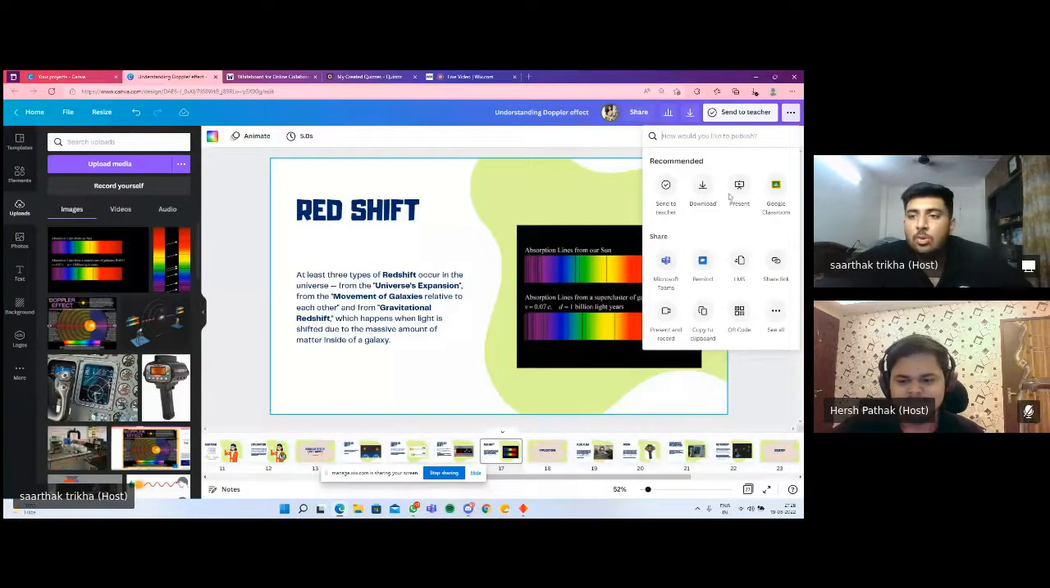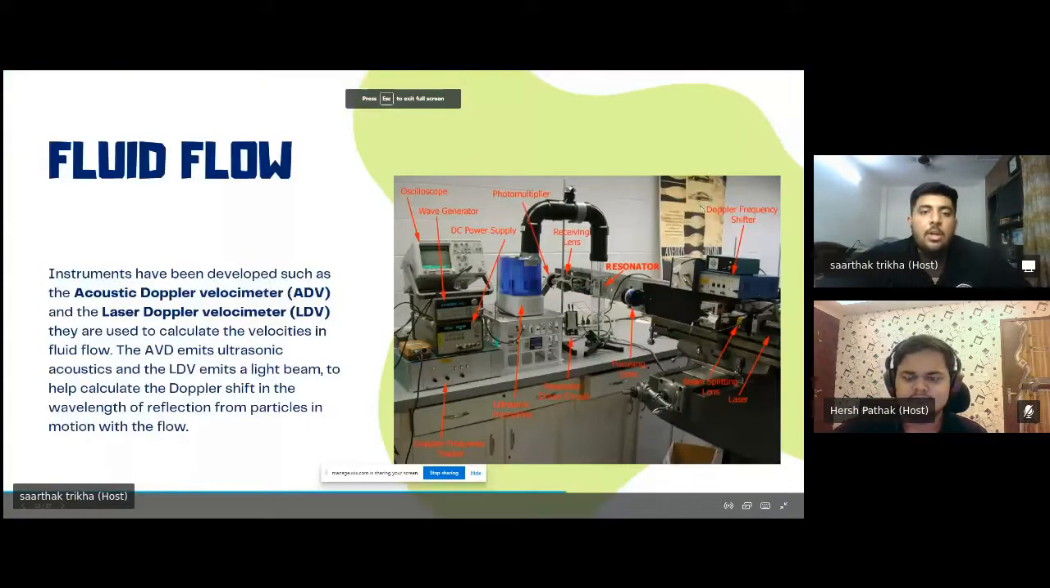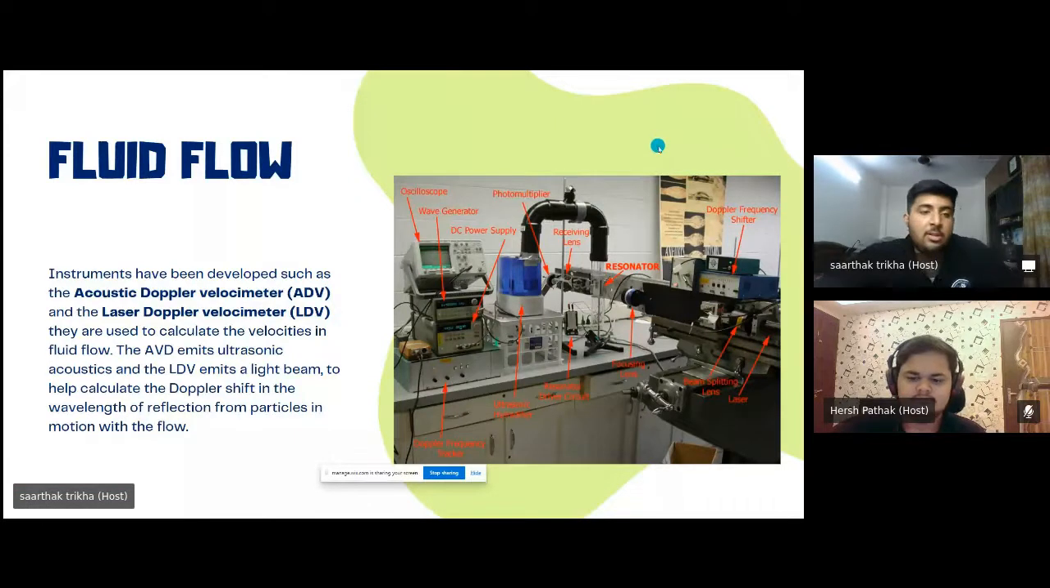Okay, no doubts. So let's come to the applications of Doppler shift. So Doppler shift is used in fluid flow analysis. Basically this is the whole setup, and there are two types of velocity meters: one is the acoustic Doppler velocity meter, ADV, and the other is the laser Doppler velocity meter, LDV. The ADV emits ultrasonic sound waves, and LDV emits a light beam in a fluid flow, and from that we calculate the wavelengths of the fluid flow, and basically we analyze what type of flow it is.